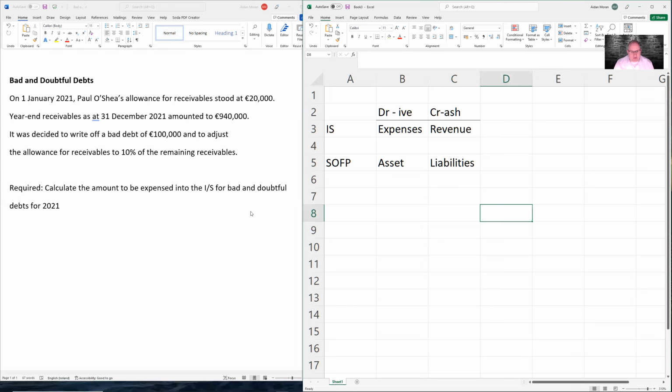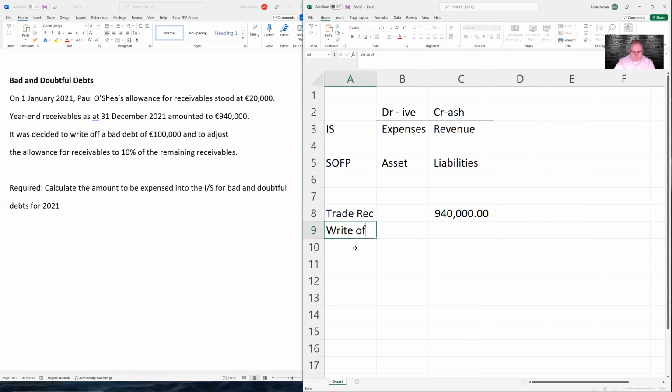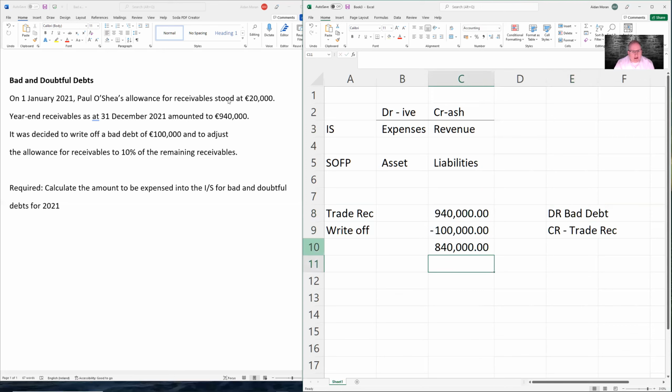Okay, so let me have a look at this question. My trade receivables balance is 940 at the end of the year, and I'm going to write off 100K. My journal, if you're interested, will be to debit my bad debt expense and credit my trade receivables, reducing the value of that trade receivable asset. So what I'm left with is 840,000, and I need to adjust the allowance for receivables to 10% of the remaining.